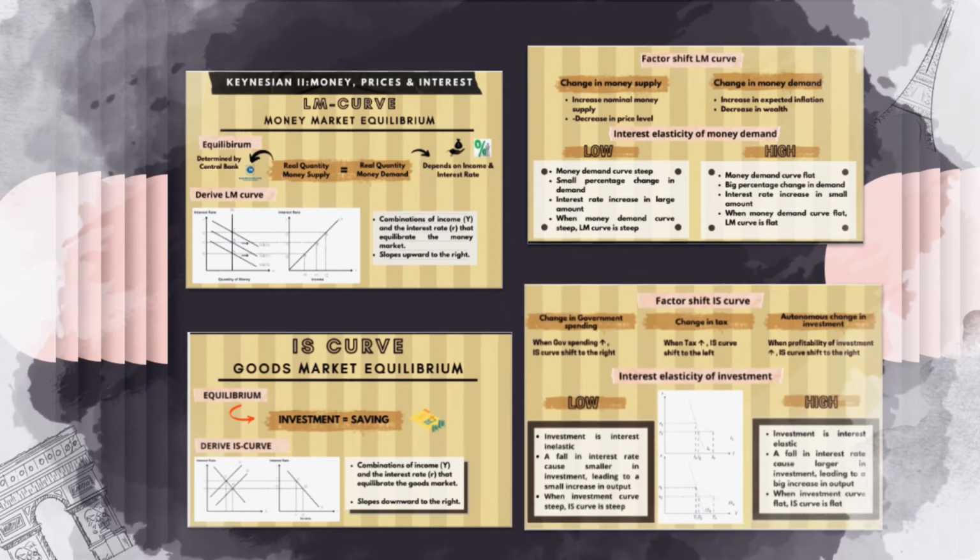There are a few factors that will shift the IS curve, which are change in government spending, change in tax, and autonomous change in investment.